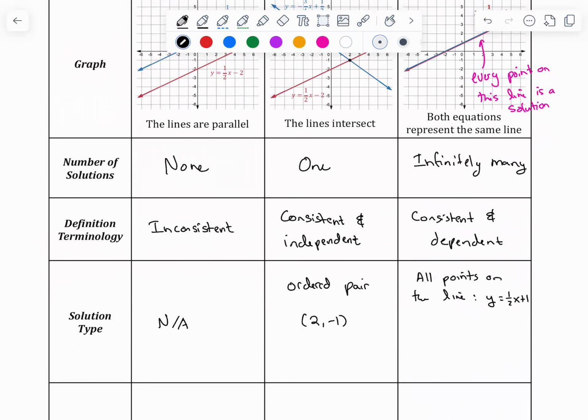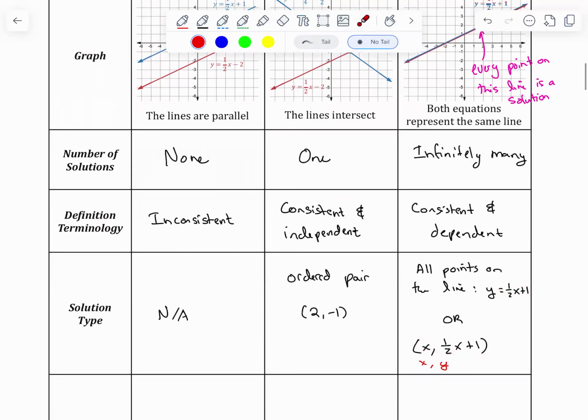That's one way to write it. So saying all the points on the line y equals 1/2 x plus 1, or we could say the ordered pairs (x, 1/2 x plus 1). That would be your (x, y). So a solution to a system is an ordered pair. In this case, you're saying that it's all the pairs where your y values are dependent upon your x value. So whenever you plug in an x value, you get a corresponding y value on this line. So that's another way to write the same thing.